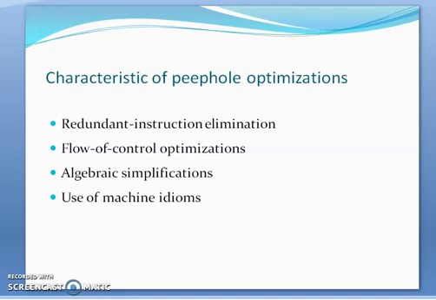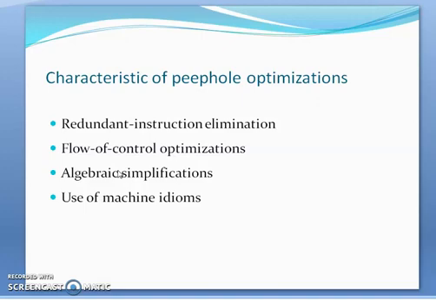Peephole optimization is nothing but optimization. We know what optimization is. After optimization only, we need to convert the intermediate code to actual target code. So before code generation, that means the target code generation, we have to optimize the code. So we know what local optimization and global optimization are.